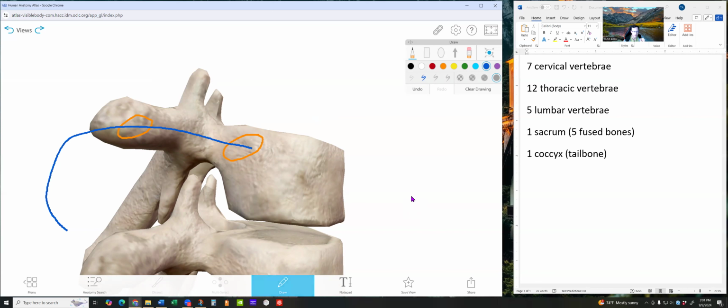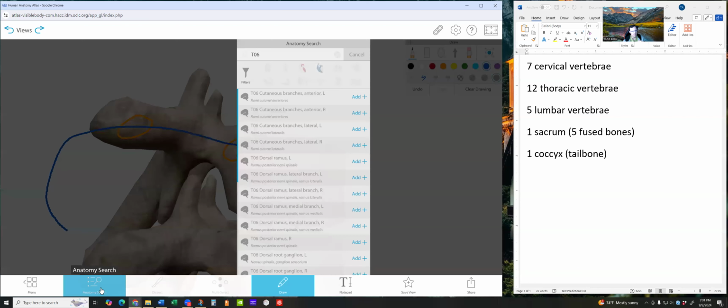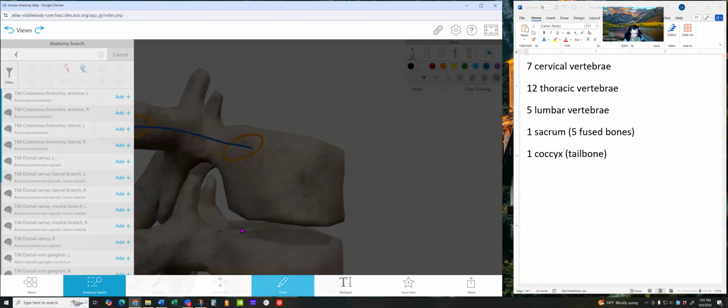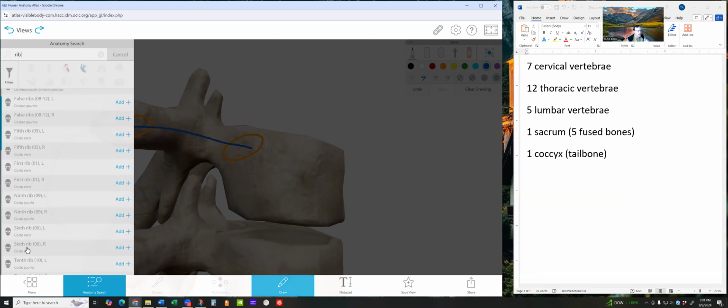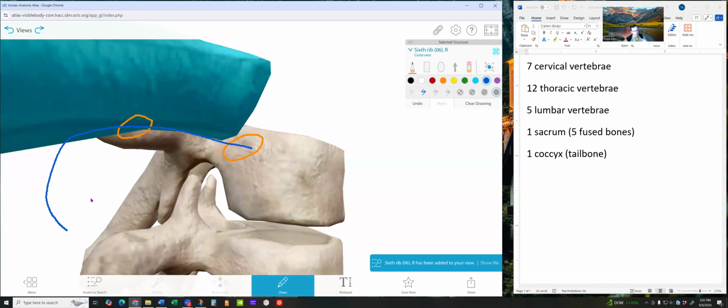Let's see, before we do anything else, let's add a rib. We need to add the 6th rib. Go down to anatomy search and type in ribs. Or let me see, maybe rib would be better. Just do rib and look for the 6th rib on the right side. 6th rib on the right side. 1, 2, 3, add. There we go. Okay, I didn't do too bad here.